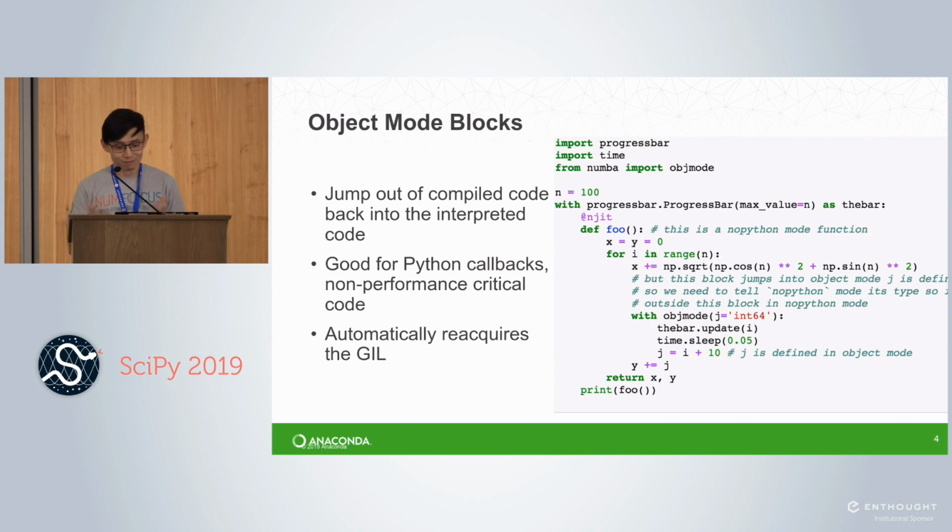The other thing is some of you want a progress bar in the middle of your compiled function because it runs a long time. You can do that with object mode blocks. What we do is acquire the GIL and jump back into the Python interpreter to call that little part where you update a progress bar, or do matplotlib in the middle of your hot loop. That's something you can do.